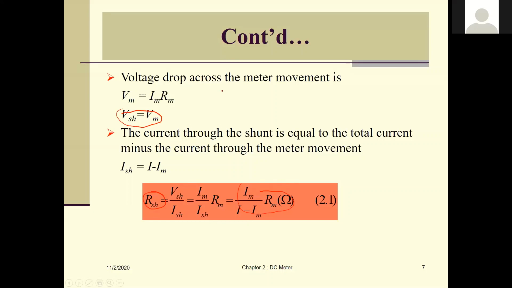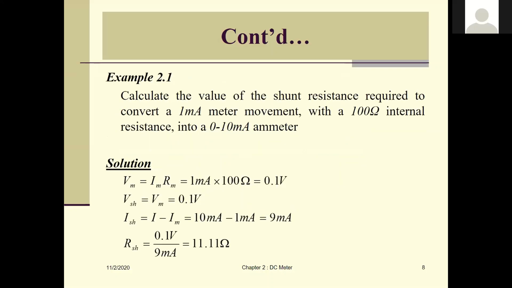So if current in series will be the same, and the voltage in parallel will be the same, that is the basic concept of electrical. Right, so now some examples. If you use the formula, calculate the R shunt equals IM divided by I total minus IM, multiplied by RM. You can go straightforward using the formula.